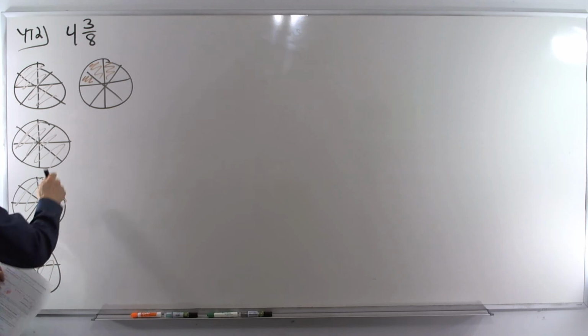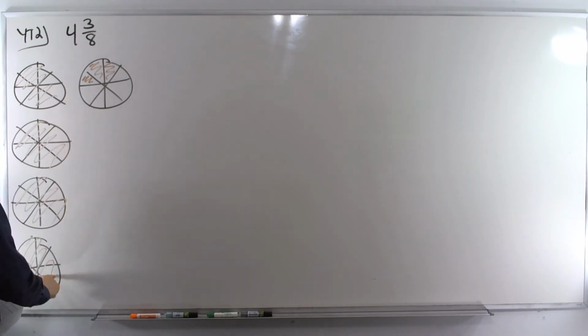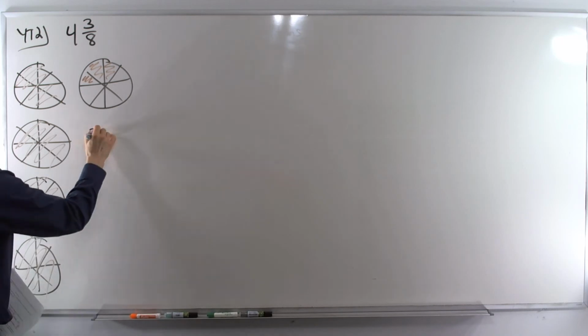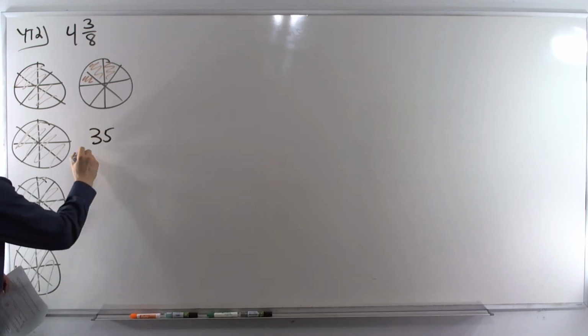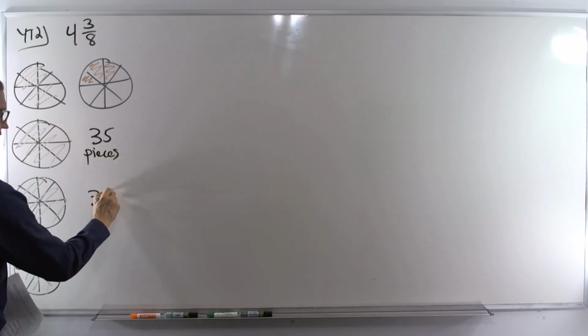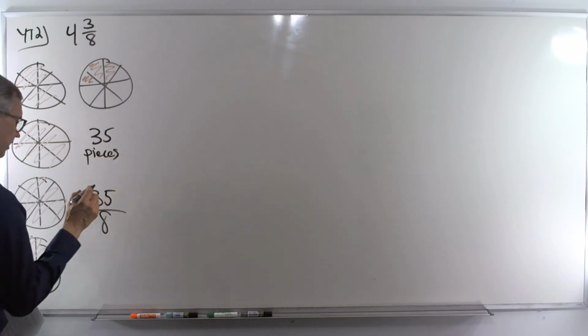Let's count up the total pieces. We got 8, 16, 24, 32, 33, 34, 35 total pieces. And so, as an improper fraction, we got 35/8.